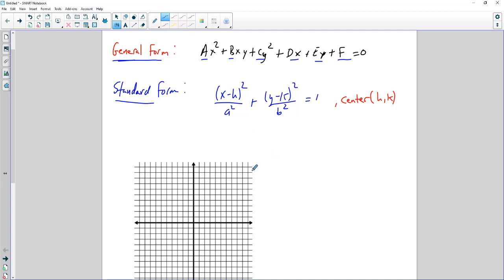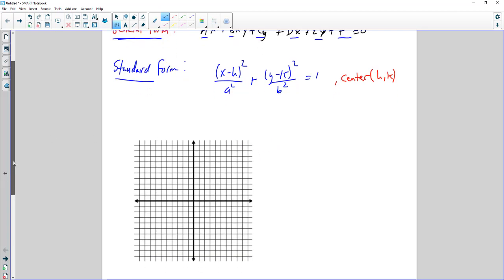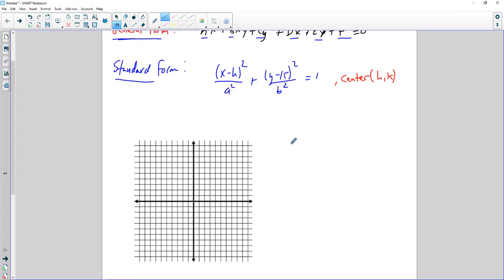Let's see. If I want to make this fairly large, we'll try that. Okay, so I'm going to make up some numbers here. (x minus 3) squared over 49, plus (y plus 2) squared over 25. And this will always equal 1. So this standard form is always equal to 1.